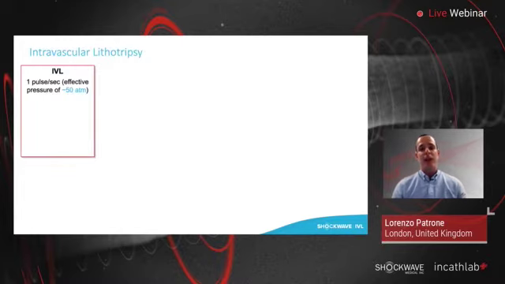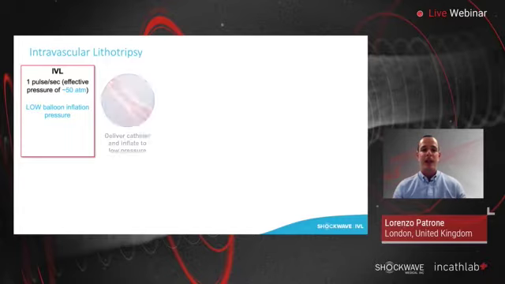Essentially, how it works: intravascular lithotripsy is a balloon, and on the balloon there are some electrodes, and they create one pulse a second of signal. Although the balloon is at very low pressure, roughly 2 to 6 atmospheres maximum, the pressure that we obtain at the level of the vessel we treat is roughly 50 atmospheres. So despite being very gently inflated, it is very aggressive against this calcium.